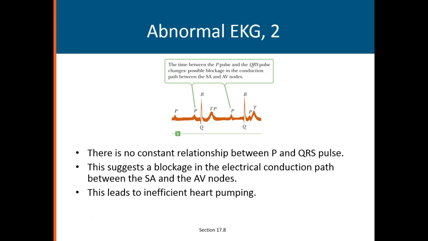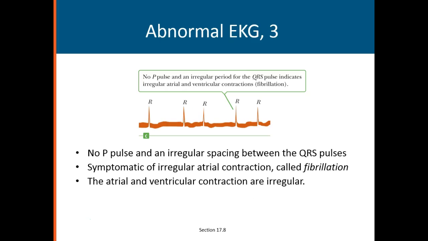This leads to inefficient heart pumping. I'm not sure, but I think that's what they call atrial fibrillation. I think that might be that one. Let's go on. Abnormal EKG number 3. The P pulses and an irregular period for the QRS pulse indicates irregular atrial and ventricular contraction. So that's the fibrillation. Okay?